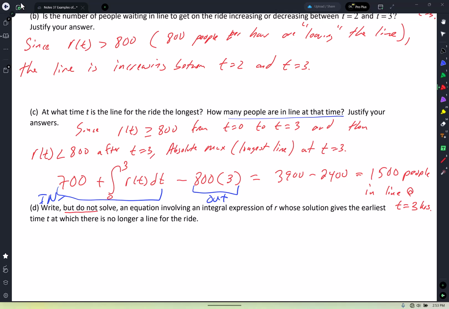I'm surprised that they put do not solve, given that you have a calculator and you probably could have solved it. All right, guys. Think algebra. Write, but do not solve, an equation involving an integral. So they want to see an integral of r whose solution gives the earliest time t at which there is no longer a line for the ride. Let's read it again. Write, but do not solve, an equation involving an integral expression of r whose solution gives the earliest time t at which there is no longer a line for the ride. They want to know when there's no more line.